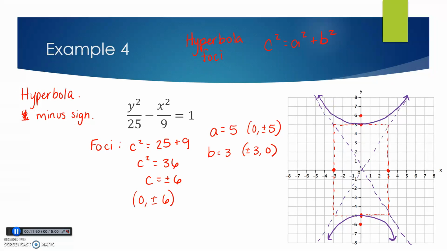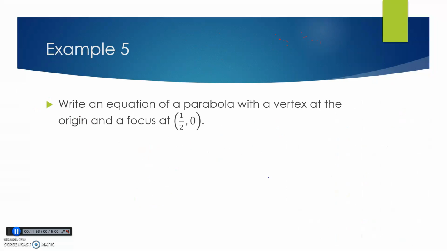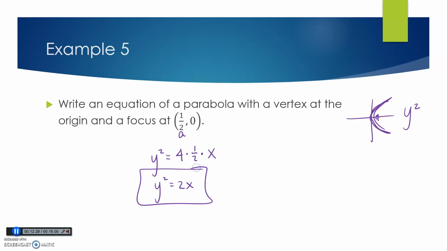There we go. So then on your quiz, you'll also have to be able to write equations of different conic sections. So this says, write an equation of a parabola with a vertex at the origin and a focus at 1/2, 0. So 1/2, 0 would be like there. So my parabola is going to open like this. So I know that it's got to be a y squared. And this is my a value. So I'm going to have y squared equals 4 times a, which is 1/2, times x. So I'm going to get y squared equals 2x. And that's my equation.